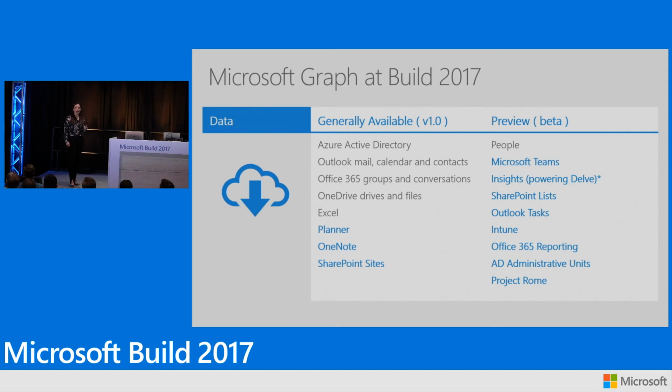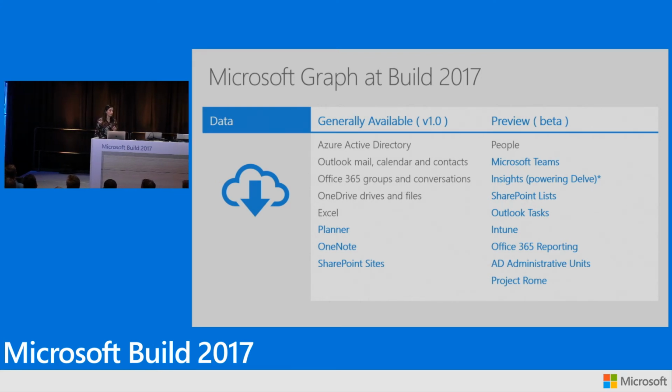SharePoint lists. Outlook tasks is actually one of our top requests on Stack Overflow. It's finally on the graph. Intune, it's also part of the graph, so all of the device information from Intune is part of the Microsoft Graph. Reporting data from Office 365, including Skype, administrative units, and as I mentioned earlier, device and activity information coming from Project Rome.